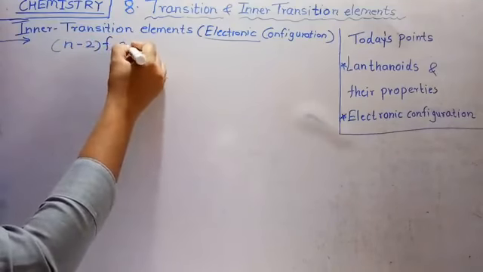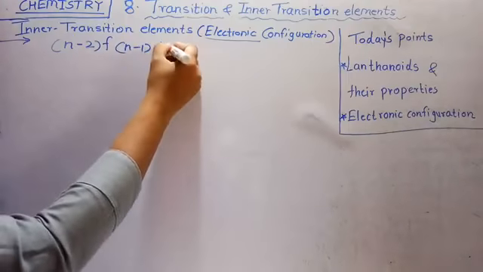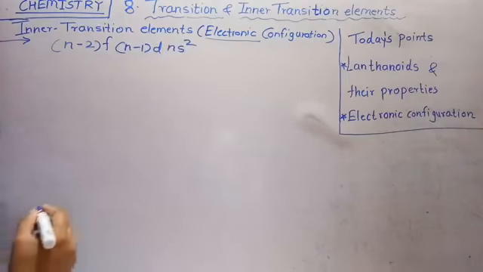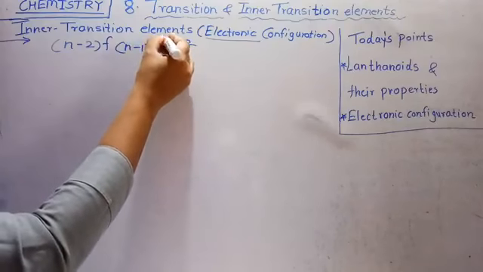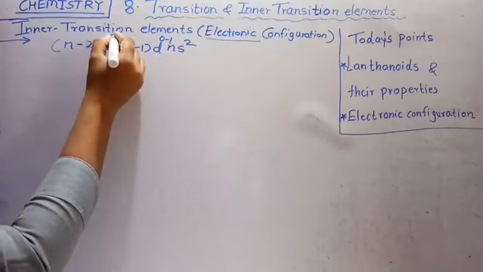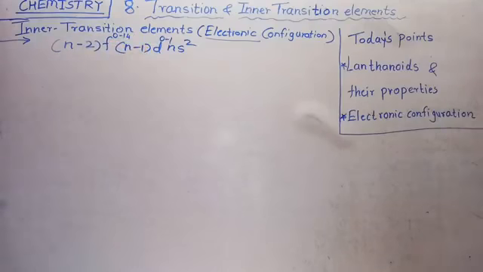Then (n-1)d, this is the penultimate shell d orbital, and the last one is ns. That ns contains 2 electrons. Then the d orbital contains 0 to 1 electrons. Then the f orbital contains 0 to 14 electrons.